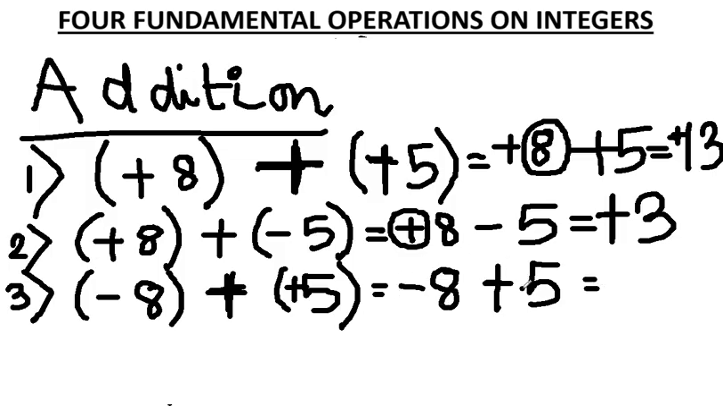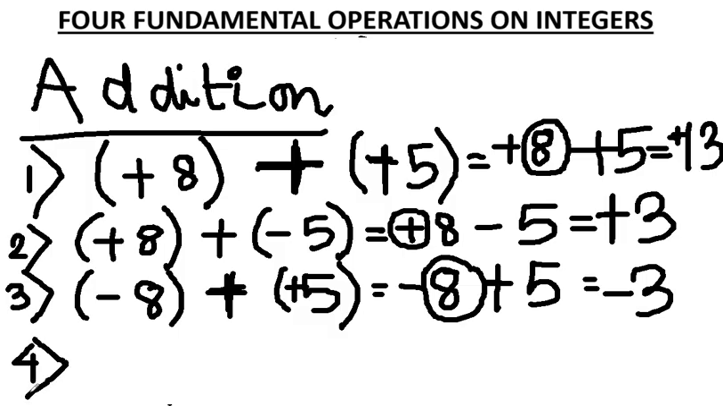When the signs are different, we subtract. So the answer is 3. And we put the sign of the bigger number. So the bigger number is 8. It has got a negative sign in front of it. The answer would be a negative 3.